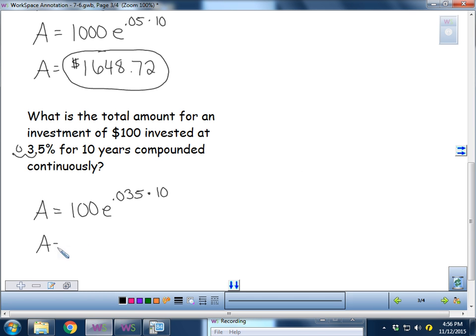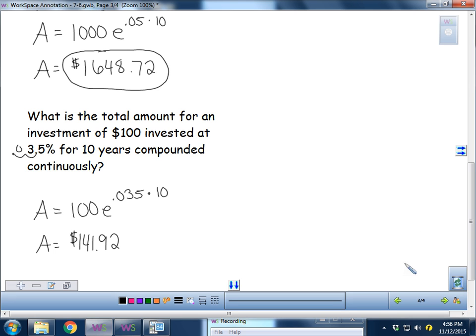So we've got $141.91. So you started with $100. After 10 years, you only made $41.92. You'd probably have better luck investing something else with your $100, or maybe just spending it. You know, I don't know. All right, so that's just a real life application of that.